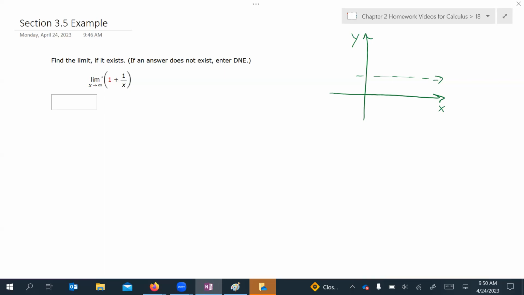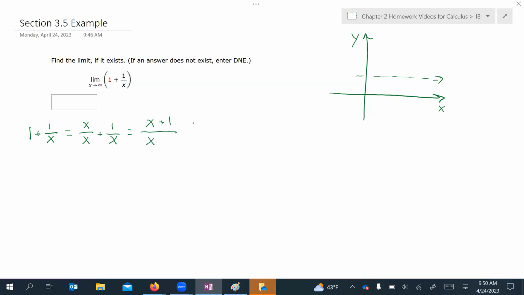For this one, I always like to try direct substitution first. If I were to try those guidelines, I don't have a single rational function. So I could get a common denominator. I'm going to have x as my common denominator so that I can add these two functions together. When I do that, I get x plus 1 over x.